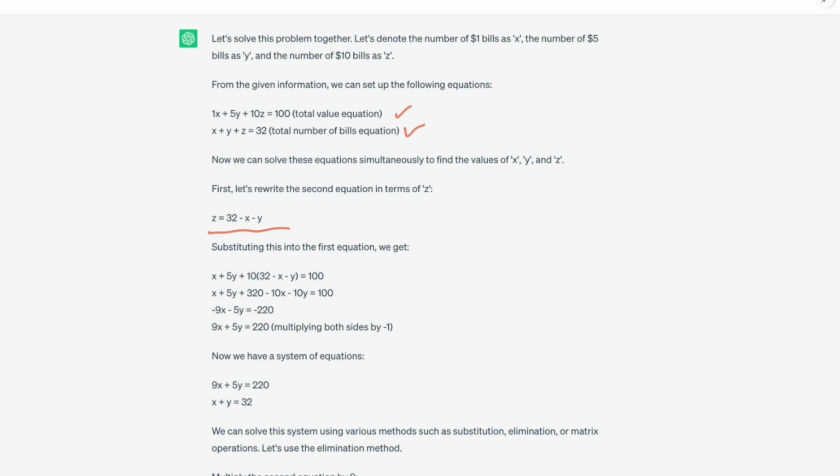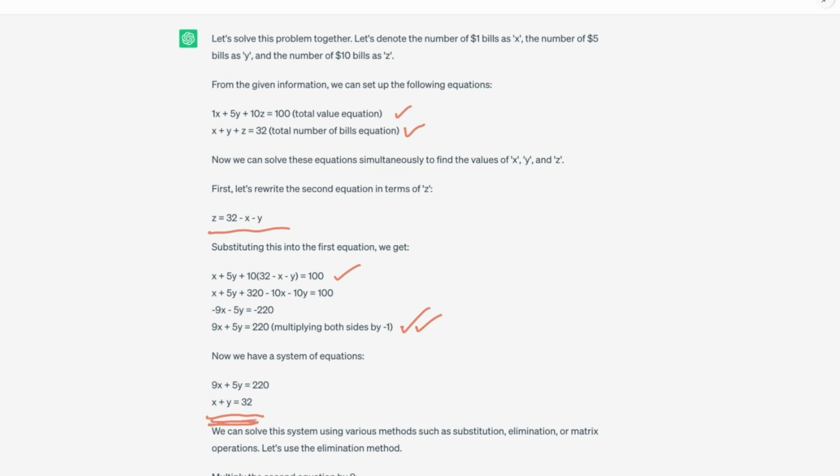And then it substitutes that into the first equation so that we get x plus 5y plus 10z, but z is now 32 minus x minus y. That's equal to 100. And then it goes ahead to simplify, does the simplification correctly, and we end up with this equation: 9x plus 5y equals 220. So now we have a system of equations. We have 9x plus 5y is 220, which is what we just found. And then we have x plus y equals 32.